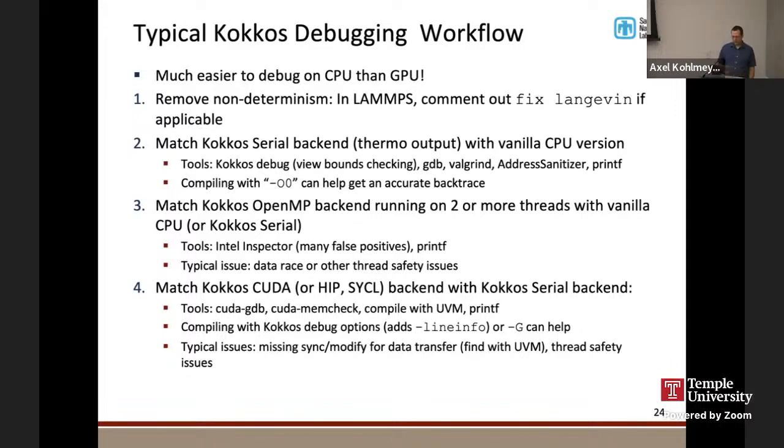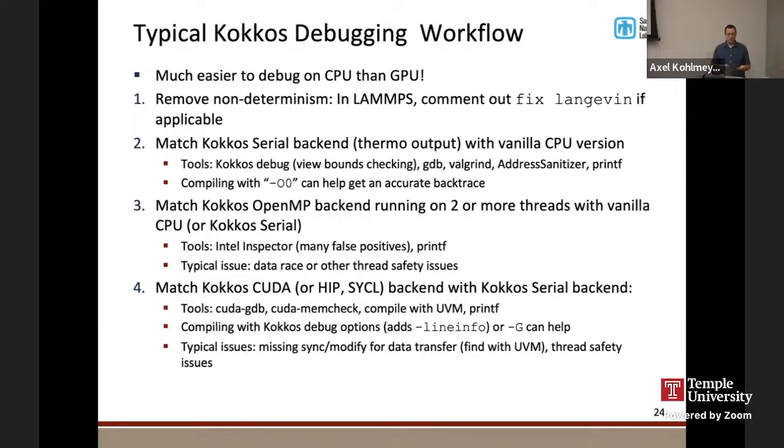And so how do you match this serial version? Well, some tools are Kokkos debug. Kokkos has some options that will turn on bounds checking, which is really useful. If you step outside of the bounds of a view, then it will give an error, and then you can go look and see where you stepped outside and what was the value. That's really useful. You can enable that both in CMake as well as just the regular make.